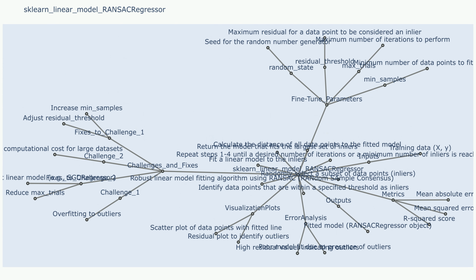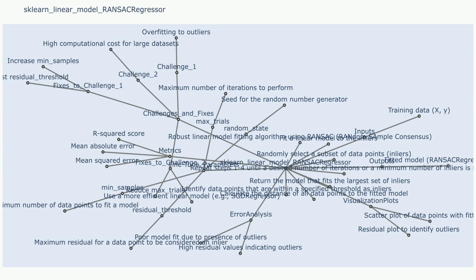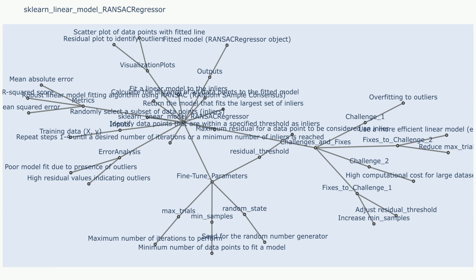coefficients and predictions. Challenges and fixes. Challenge 1: the RANSAC algorithm can be sensitive to the choice of the residual threshold parameter. If the threshold is too high, the algorithm may include outliers in the inlier set, leading to a poor fit. If the threshold is too low, the algorithm may exclude valid data points, leading to an incomplete fit.